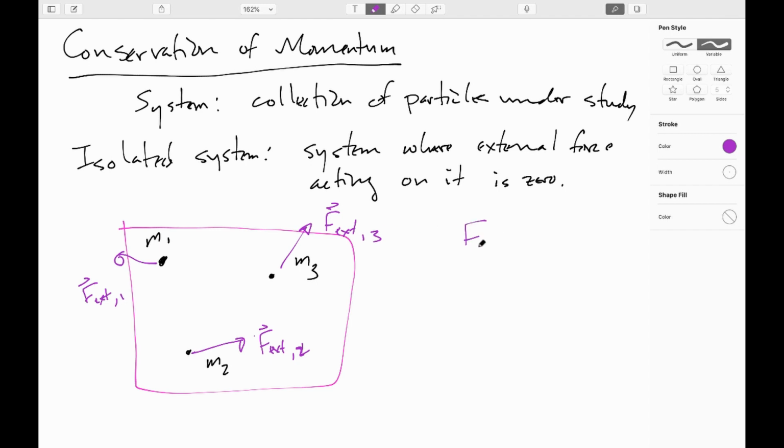I can just say the external force acting on my system. Turns out you can just write that as the sum over all of our particles of the external forces acting on each of our particles. So this would be the external force acting on particle 1 plus the external force acting on particle 2, etc.